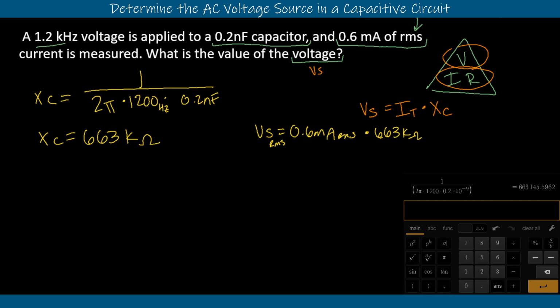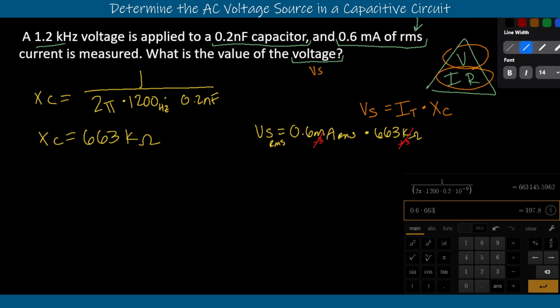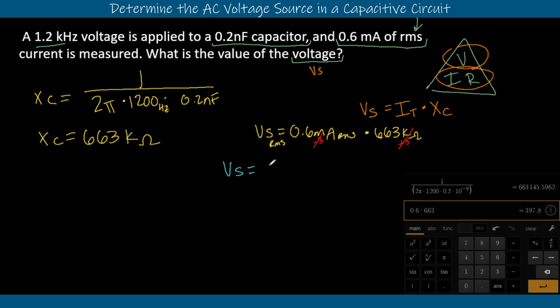We know that these two will probably cancel out. This is a -3, this is a +3, and because we're multiplying, our exponents add, so we end up canceling these two out. So we can just do the base: 0.6 multiplied by 663, and that gives us a base number out, a large one. So our voltage source for this circuit is equal to 397.8 volts RMS.